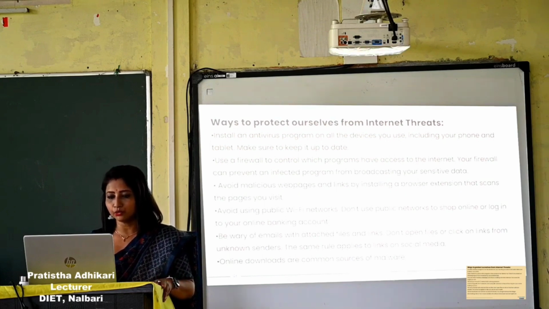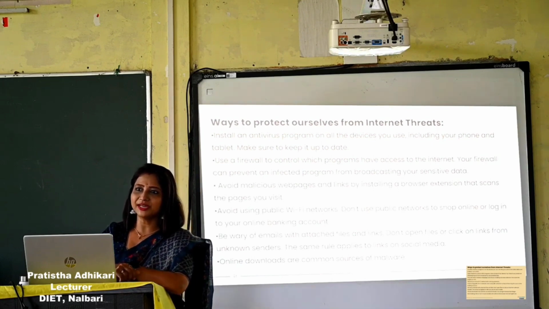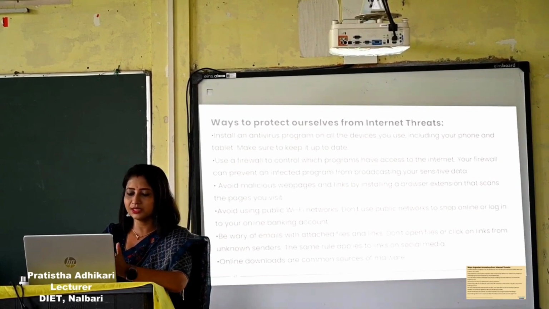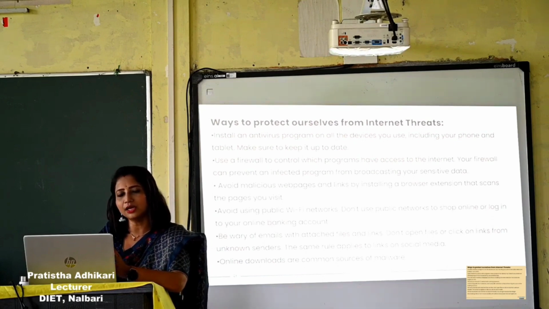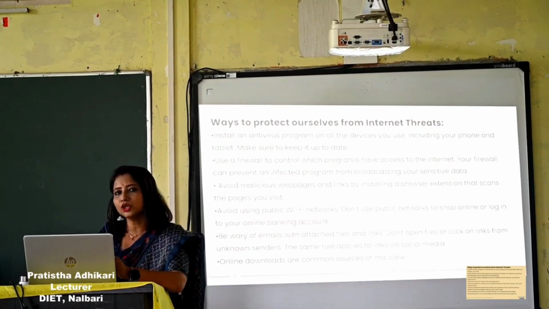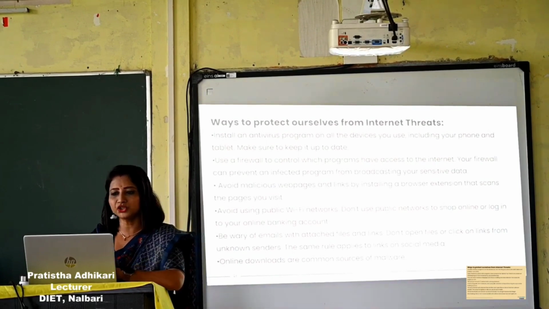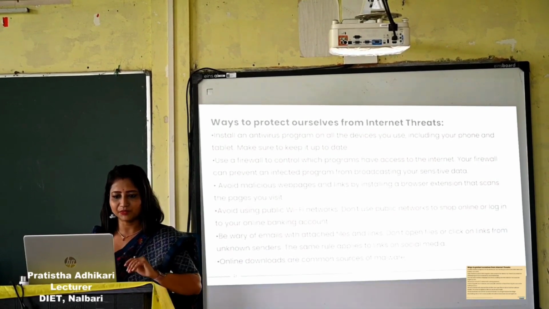Then avoid using public Wi-Fi networks. Don't use public networks to shop online or log in to your online banking account. It is a general tendency to look for Wi-Fi, because you can see that most public transport systems, be it an airport or railway station, provide Wi-Fi, or even if you go to a restaurant or a hotel, they also provide Wi-Fi. But it is advisable not to use such public Wi-Fi to access your banking details or any social media sites, because if you log into that public Wi-Fi, hackers or cyber criminals may have access to your information through that public Wi-Fi system.